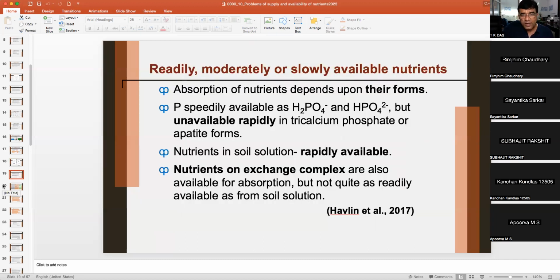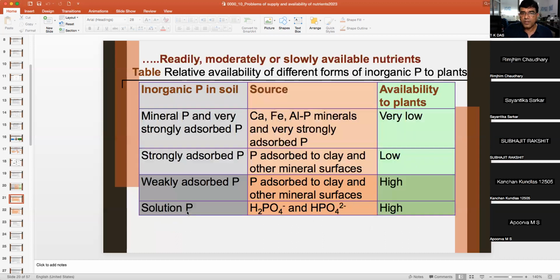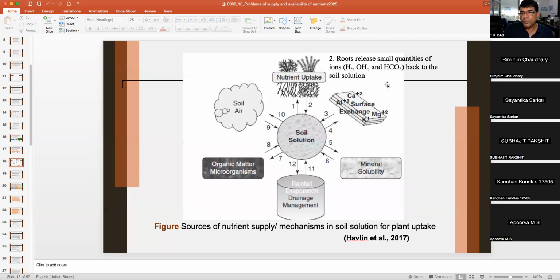Now let us see some basic things about nutrients, available nutrients. So readily, moderately, or slowly available nutrients. You will find three things here. For example, in this case, you can see this. The nutrients in the soil solution are readily available. Nutrients on the colloids or exchangeable sites are moderately available. Or you can say between quickly available to moderately available.